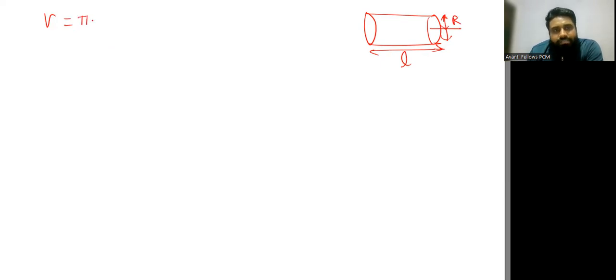Now, for a cylindrical rod, if I want to calculate the volume, this is the length L, and this is the radius, half of the diameter. So the volume of this rod is pi r square into L. If you want to calculate the percentage change, that is delta V by V, it is very simple. Just follow the rule of logarithms: if you take the log, the multiplication becomes addition and the power comes in front. The pi, which is a constant, will have no effect on the change. So delta V by V is 2 times delta R by R plus delta L by L.